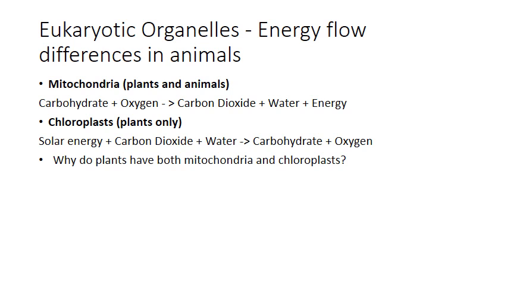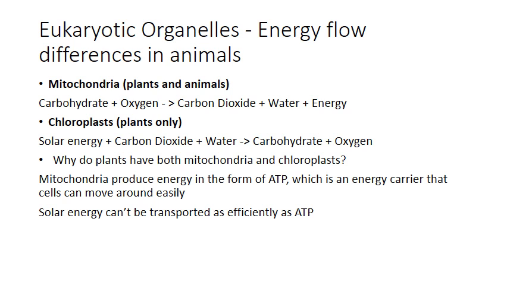Okay, any questions on that? Oh, sorry, I always forget what I have on each slide. I try to remember, but it's a little bit much for me. Hopefully this is helpful. So solar energy ultimately can't be transported as efficiently as ATP. So plants have to use both mitochondria and chloroplasts to get this energy in a more transferable form to use on different reactions.